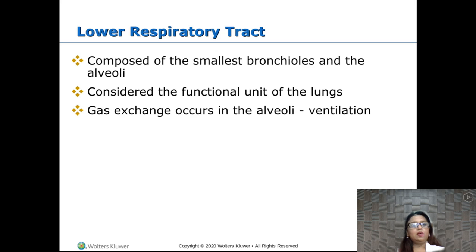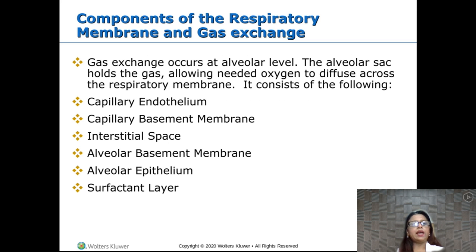Lower respiratory tract. The lower respiratory tract is composed of small bronchioles and alveoli, considered the functional unit of the lungs. Gas exchange occurs at the alveoli, also called ventilation. The components of the respiratory membrane and gas exchange: the alveolar sacs hold the gas, allowing the needed oxygen to diffuse across the respiratory membrane. It consists of the capillary endothelium, capillary basement membrane, interstitial space, alveolar basement membrane, alveolar epithelium, and surfactant layer.